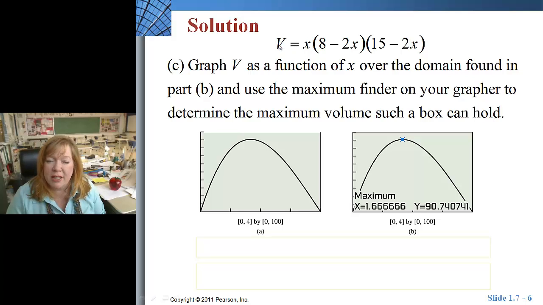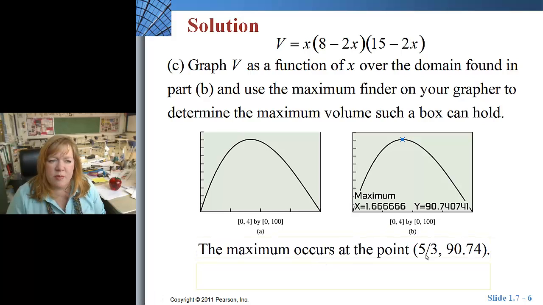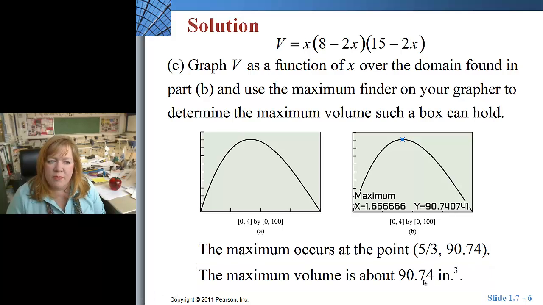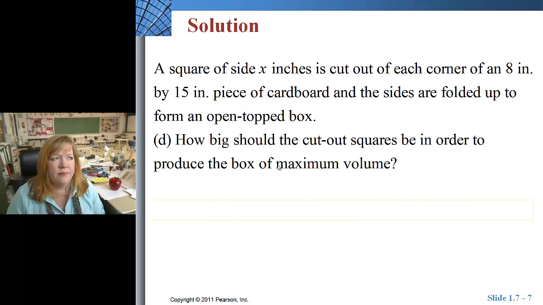That represents volume. So the Y is the volume, and if you look at your picture, the X represents the amount you're cutting out. So the maximum occurs at 5/3. 5/3 is 1.6666666, repeating, comma, 90.74. That's our volume. So the maximum volume is about 90.74 cubic inches. Remember, cubes for volume, because you're looking at how many little cubes would fit in there.